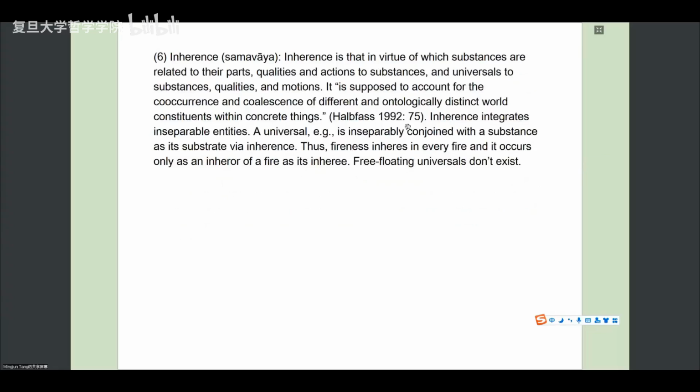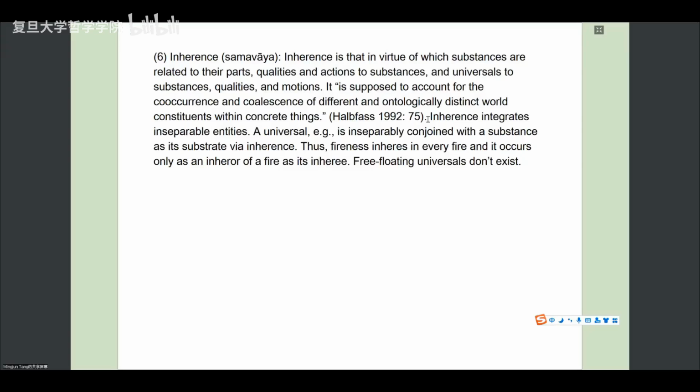Inherence, samavaya. We have heard about this before. Now let's explicate it in detail. Inherence is that in virtue of which substances are related to their parts, qualities and actions to substances, and universals to substances, qualities, and motions. It is supposed to account for the occurrence and coalescence of different and ontologically distinct word constituents within concrete things.